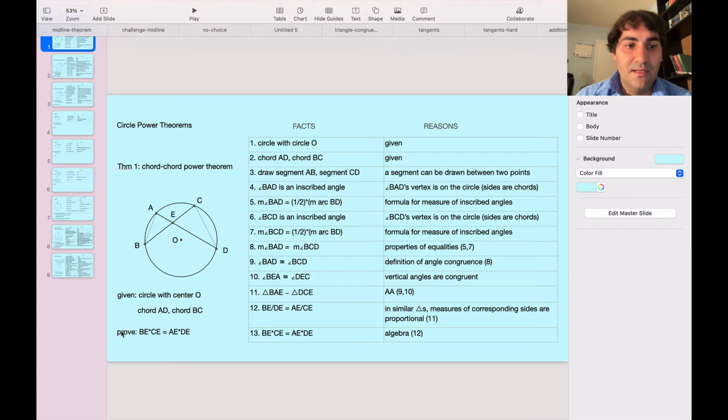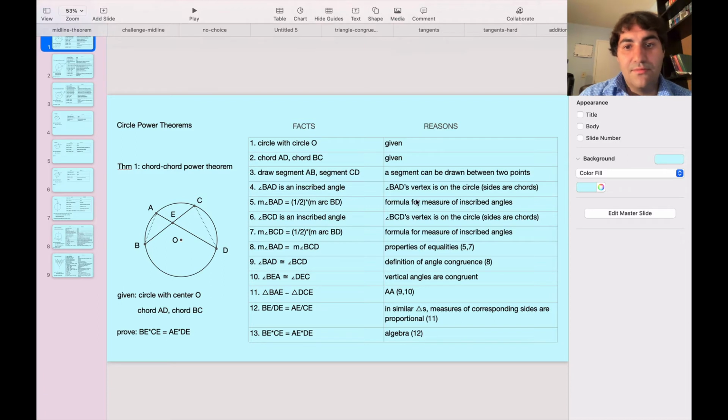We want to prove that the length of BE times the length of CE is equal to the length of AE times the length of DE, where E is the intersection point of the two chords, right? Write down what we know, and I'm going to draw segment AB and segment CD because a segment can be drawn between two points. Angle BAD is an inscribed angle because its vertex, point A, is on the circle and its sides AB and AD are chords.